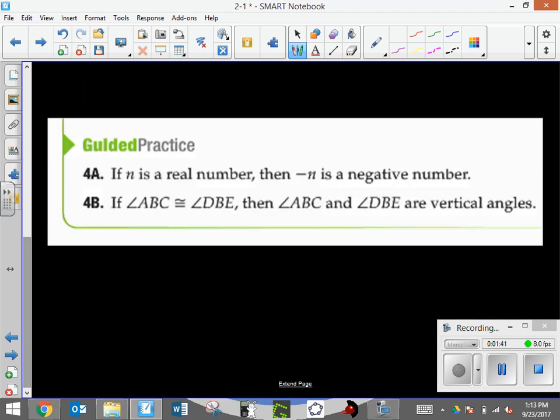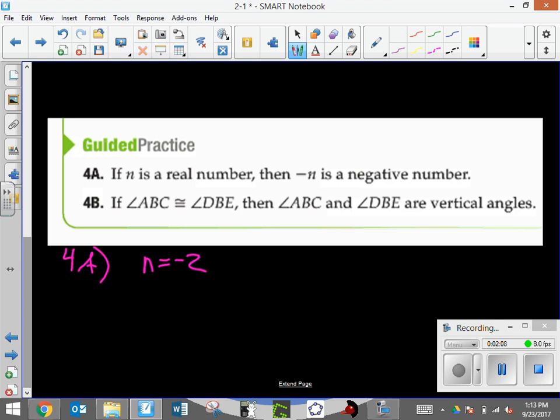I really like 4a down here. If n is a real number, so any number that you would like to think of, then negative n is a negative number. Okay, and again, you think about it for a little bit, and there's a lot of examples that you could choose for this. But I'm going to just make n a negative number right away. So let's take n equals negative 2.